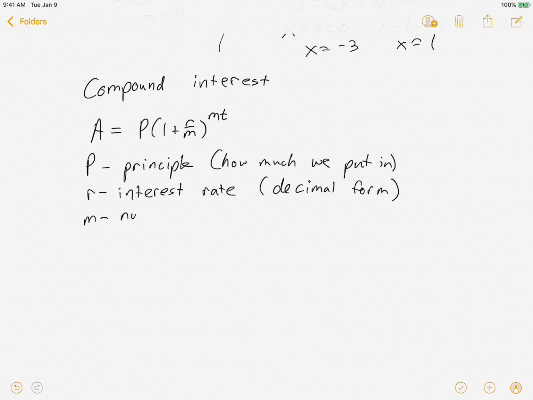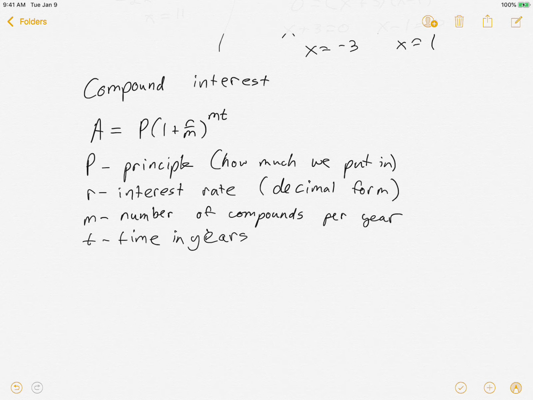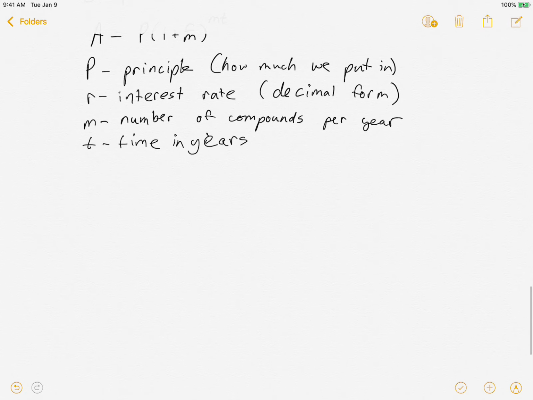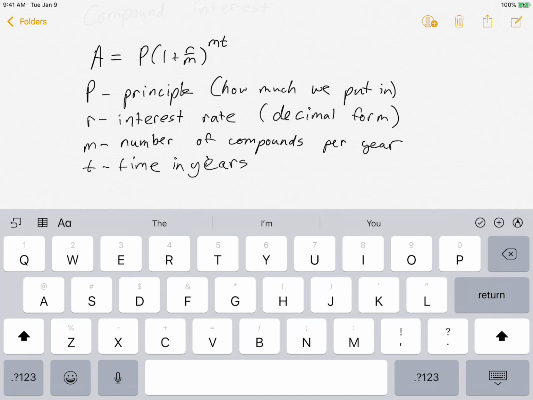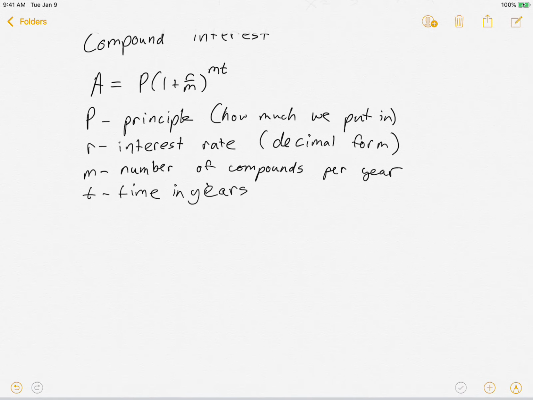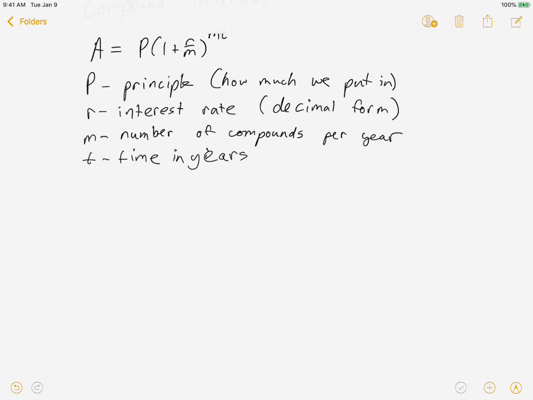M is the number of compounds per year. And T is years. Well, it's time, specifically in years. In years. Okay, super important that it's in years. So, for instance, if it was 18 months, we wouldn't use 18 for T. We would use 1.5 because that's in years. Okay, so let's do some examples.